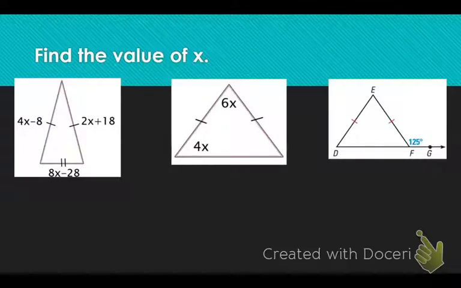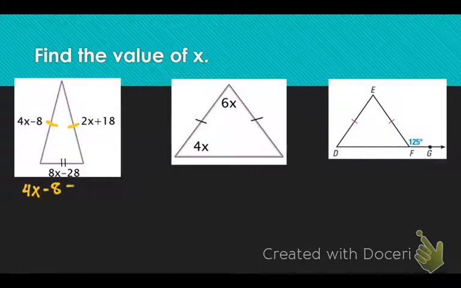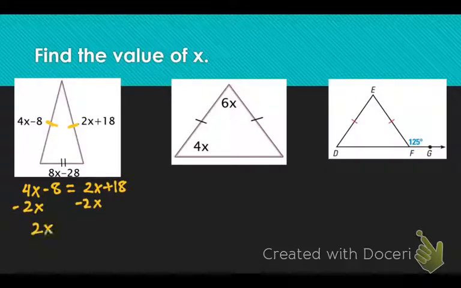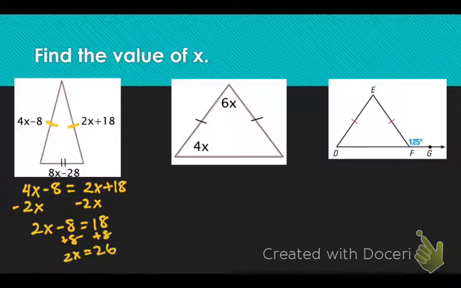4x minus 8 equals 2x. So because these sides are the same length, that means they're equal in length. So you can set them equal. 4x minus 8 will equal 2x plus 18. Subtract my smaller x. 2x minus 8 equals 18. Add 8. 2x equals 26, so x equals 13.